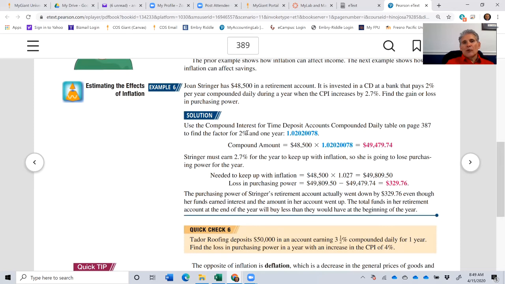To solve this problem, we're going to look at the compound interest for time deposit accounts daily table on page 387, and using 2% as the rate, we can figure out that the factor is 1.020200078. You can go back to the table and confirm, but that should be straightforward. Now, compound amount is equal to 48,500. That was the amount originally deposited in the retirement account. We're going to multiply it by the factor. And so the increased amount would be $49,479.34.